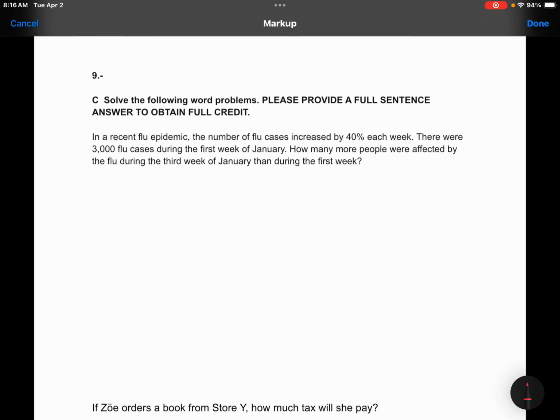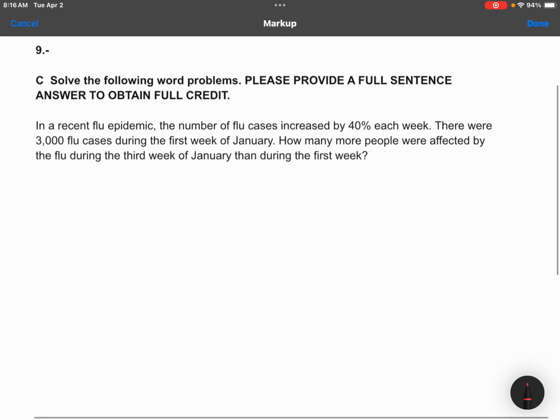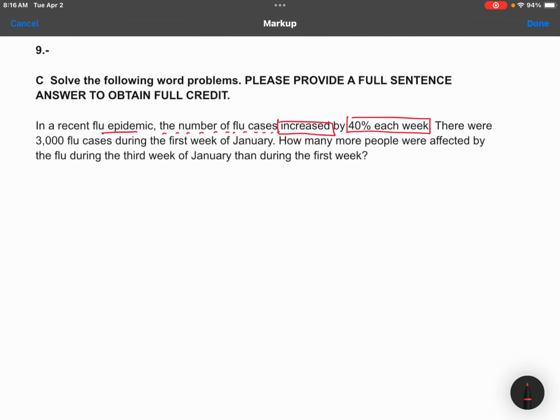Okay, let's go over question number 9, which has actually 2 questions we need to review for the corrections. Okay, we're reading. In a recent flu epidemic, the number of flu cases increased by 40% each week. So every week that passes by, you have an increase of 40% people that are sick. Continuing, there were 3,000 flu cases during the first week of January. So the first week of January, we had 3,000 cases of people that were sick from the flu.